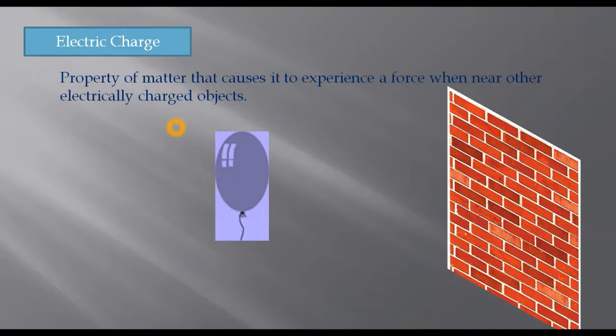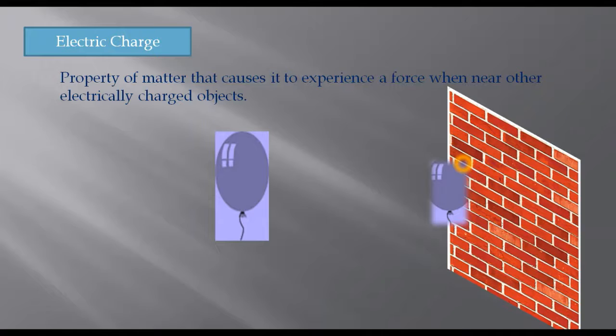And once it is electrically charged and is brought near this wall, what happens? It tends to attract, it sticks to the wall. So once it's electrically charged and it's brought near some other object, they tend to attract each other. And this balloon is now electrically charged because of rubbing. If I bring this balloon to the wall, it will stick to it.